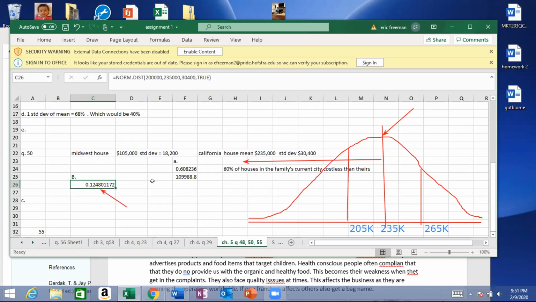So just remember that one standard deviation is about 34% on each side. On one side of the mean, 34, and on the other as well. That's why that helps you.